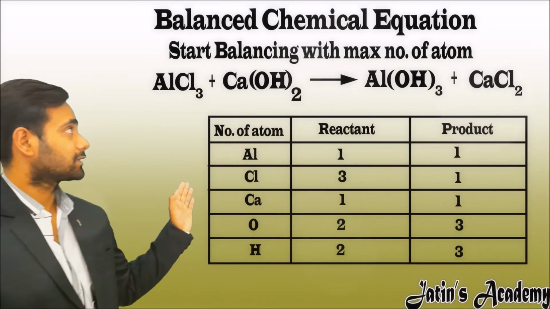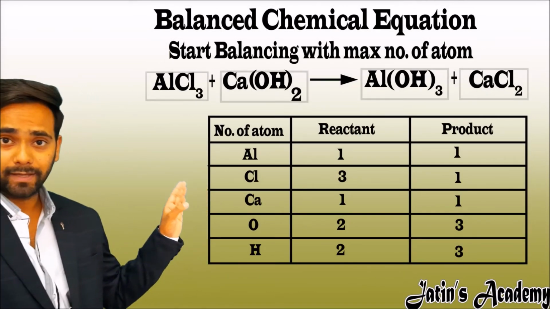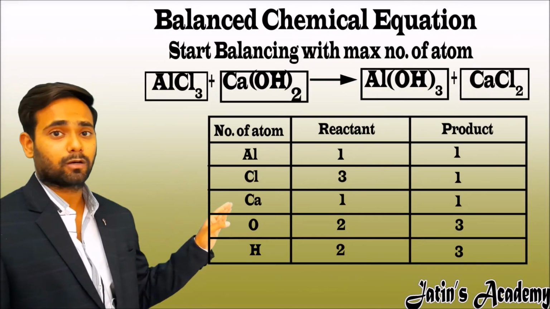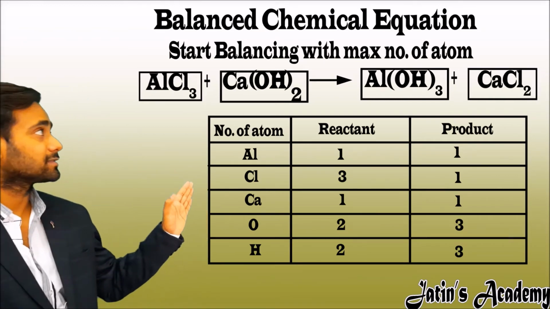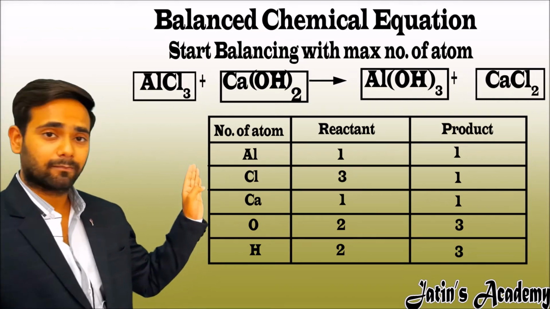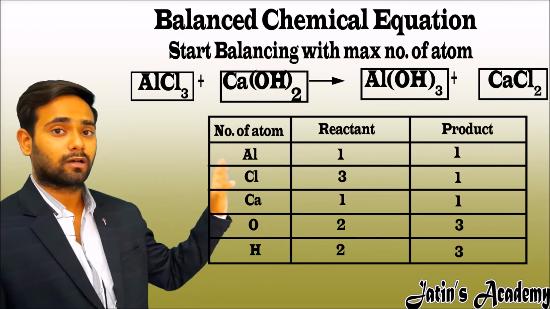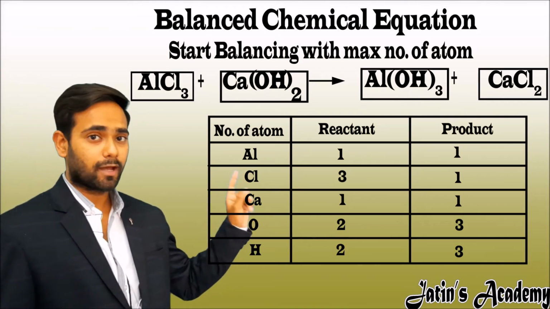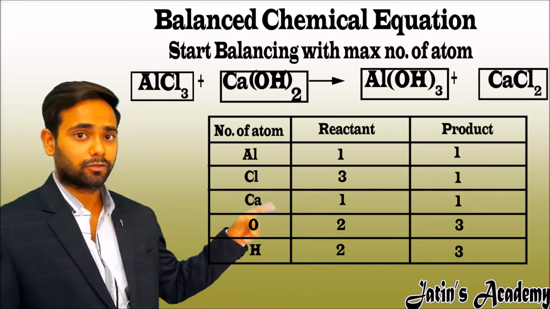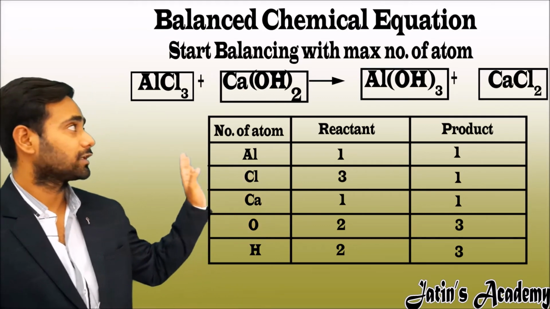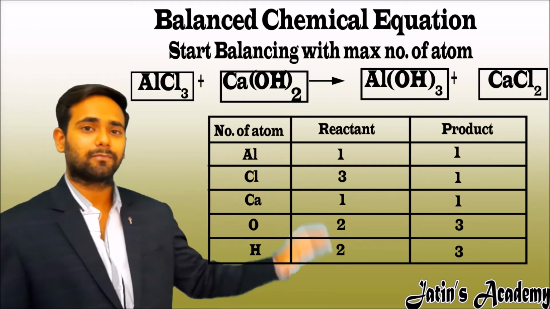Now your main work is to first of all make a box around each compound so that by mistake you can't write any number inside the box. I already told you that you have to write the number in order to balance the equation outside the box, but not inside the box.